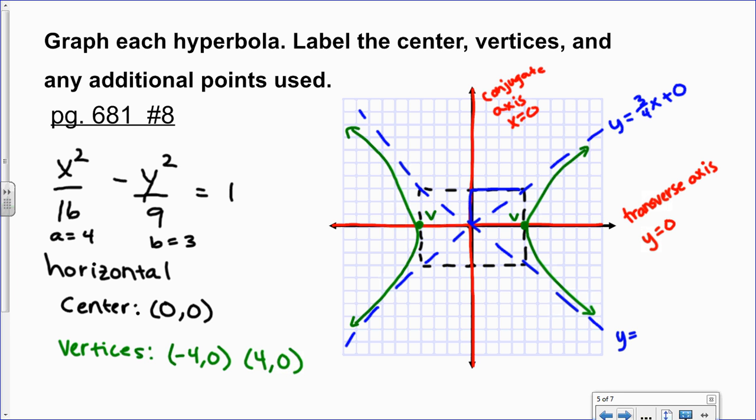Okay, now let's look at the second asymptote. So what's the slope of the second asymptote going to be? Good. So you went down 3 and right 4, so negative 3 over 4x, and again plus 0.